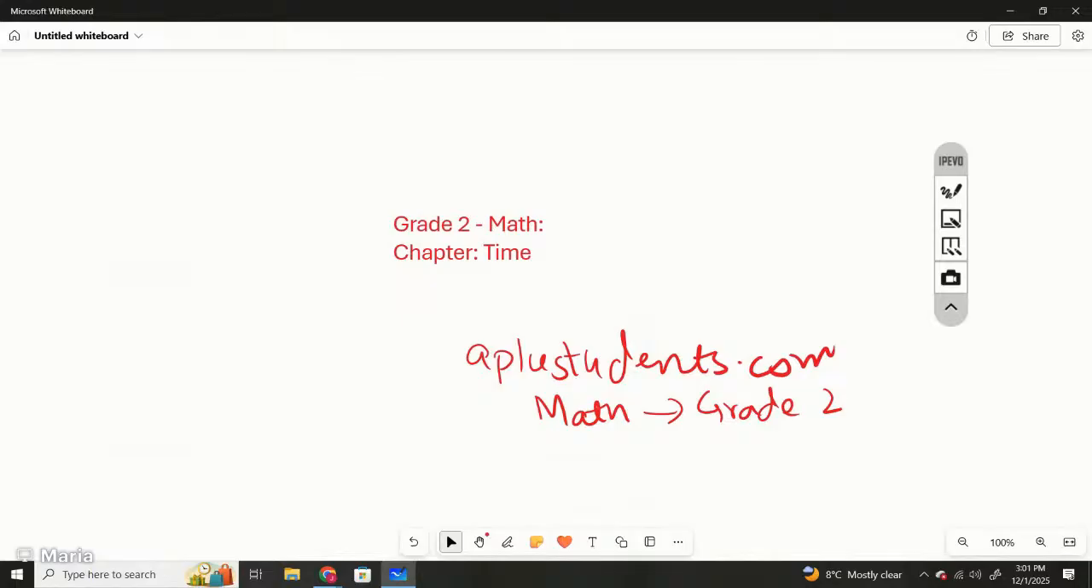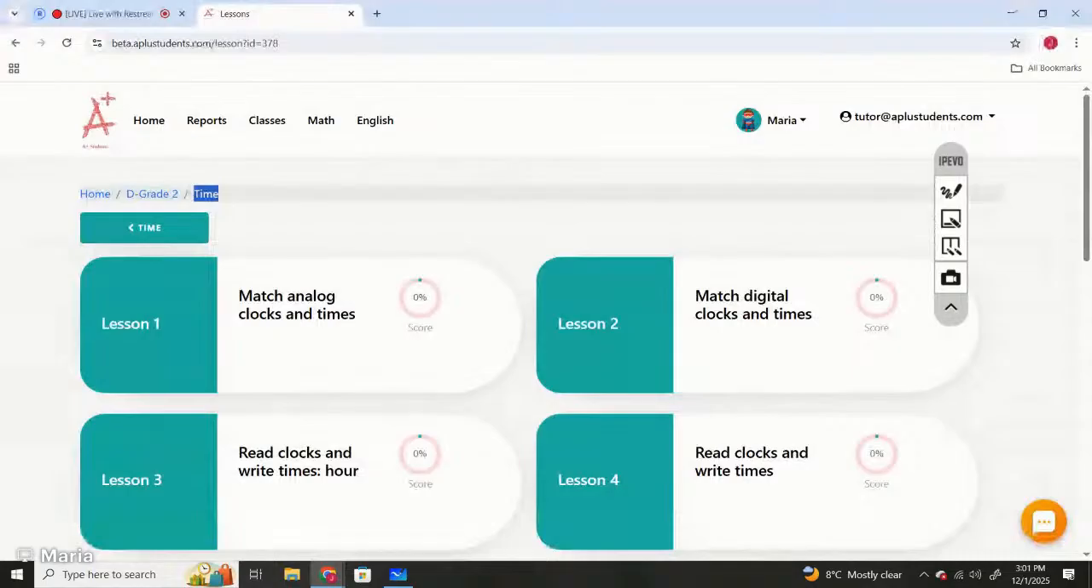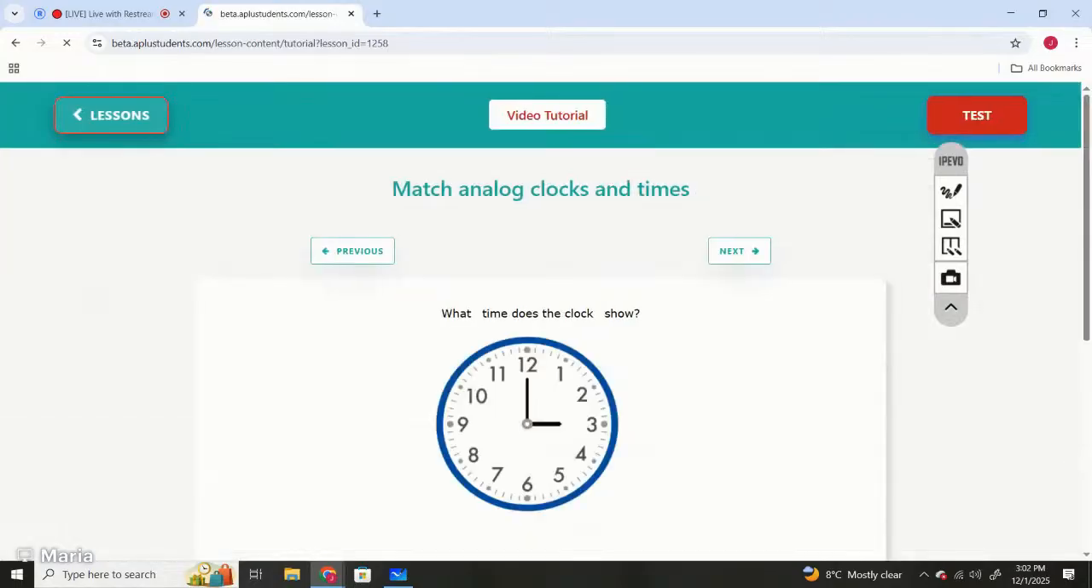So please make sure you have your notebook and pencil so that you can note down the important examples and definitions as well. Here I am on grade 2 math. Chapter we are on right now is time. Let's just start with the lesson that is match analog clocks and times.